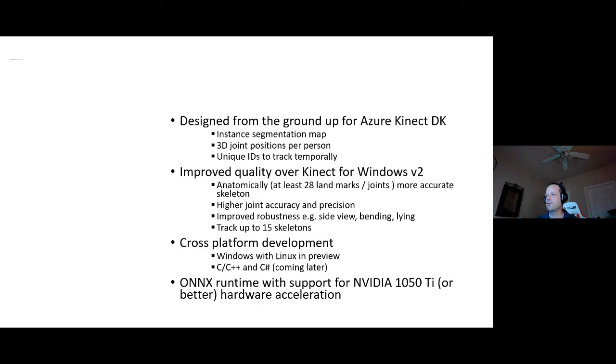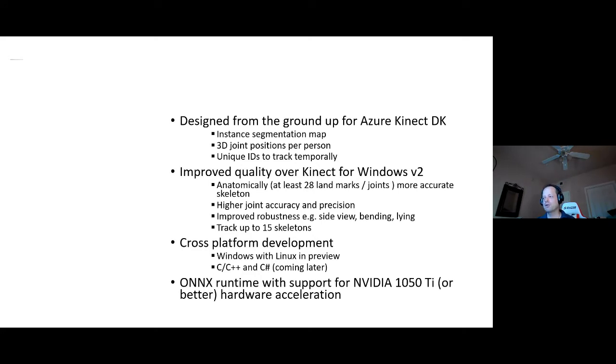The quality has been improved. It's anatomically more correct compared to Kinect version v2. Has higher joint accuracy and precision, improved robustness for side view, bending, and lying. That is actually a big thing because Kinect for Windows, for the Xbox, was designed primarily to interact with the Xbox console. And so it was trained on people facing the camera, facing the screen, and interacting with the screen. So it would still track you relatively well if it looks at you from the side or if you were bent in a weird angle or lying down, but it was never designed for that.